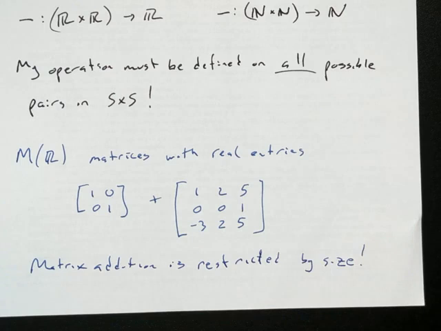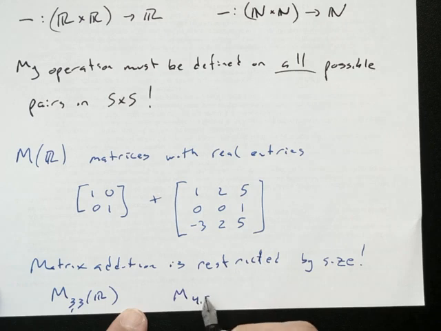Now, if I specified a size and I said, let's use matrices that are 3 by 3, well, then I could do this perfectly well. I could do it for any particular size. Matrices that are 4 rows and 5 columns would be a perfectly definable set where I could now define addition and it would work.